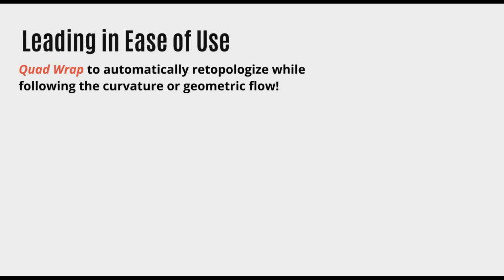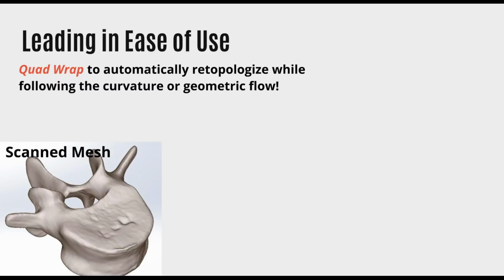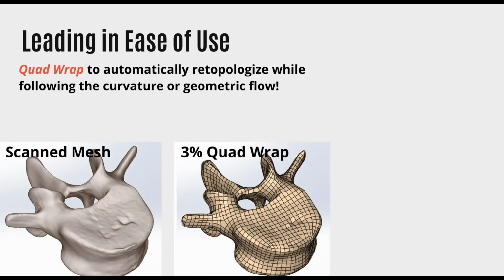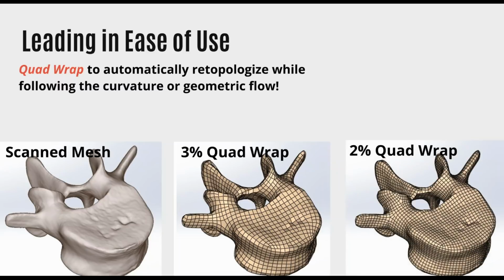We have a quad wrap tool which will automatically retopologize a scan mesh and follow the curvature. Here you see a 3% quad wrap, 3% being the quad size relative to the whole model. And here you can see a 2% quad wrap. If you'll notice, the quads tend to follow the curvature of the mesh itself, in other words, the geometry orientation. So for example, if you have an arm or things sticking out, you'll see that the mesh flows nicely along them.